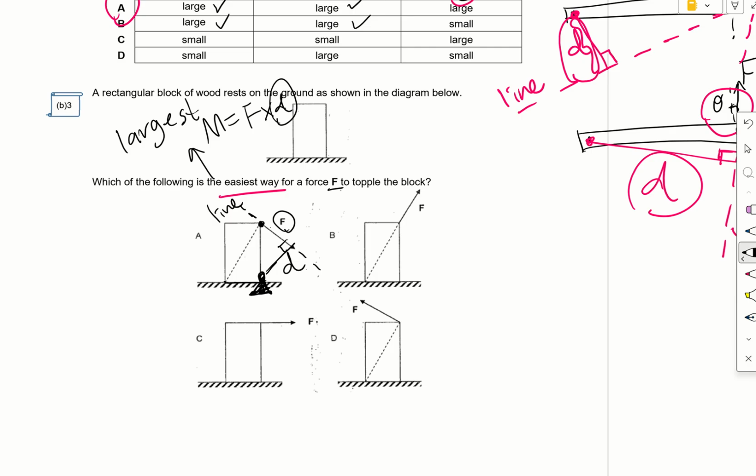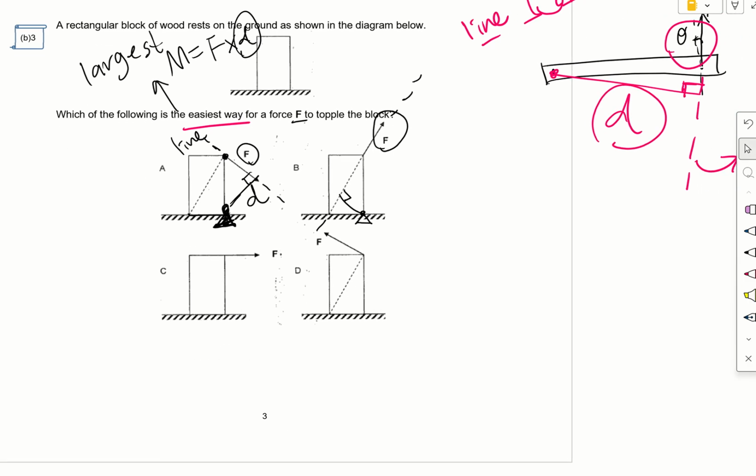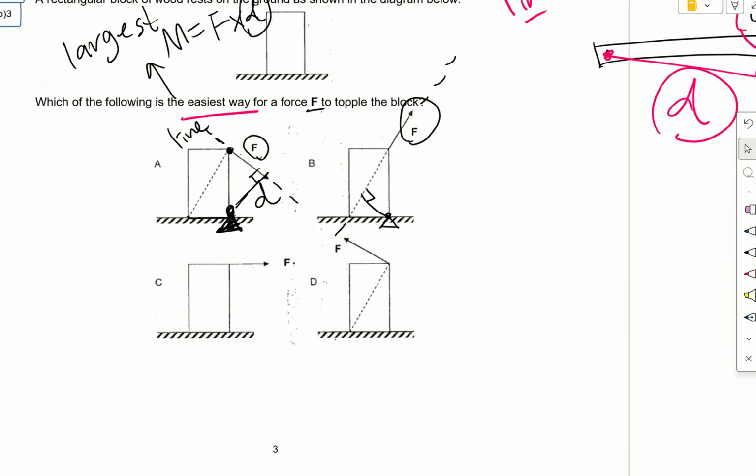Let's do B. Again, I apply a force on this corner, but instead of pulling it down, I'm pulling it up. So again, the pivot will be here. Please try that out. If I have my force and I draw my line of action of the force, the pivot is over here. Therefore, this will be the perpendicular distance. So far, it seems like A has a larger perpendicular distance than B. Don't believe me, you can actually measure it for yourself.